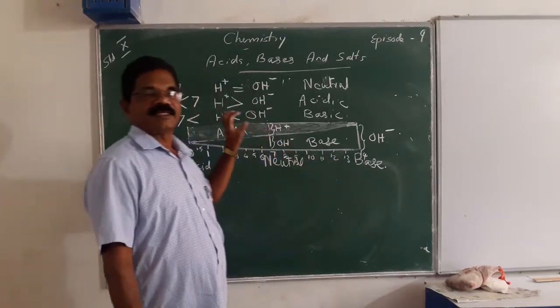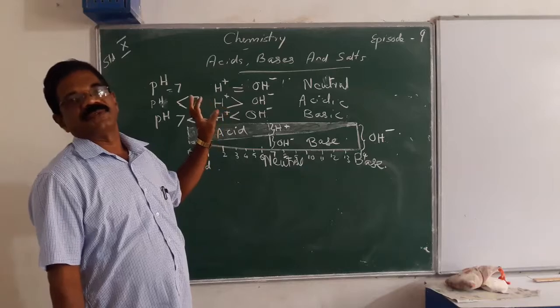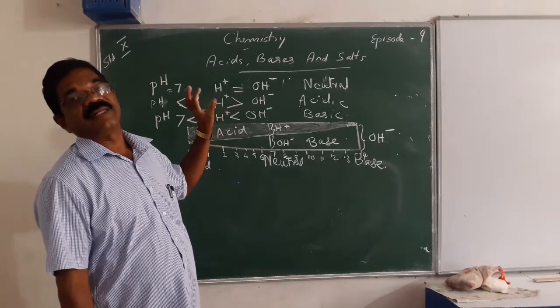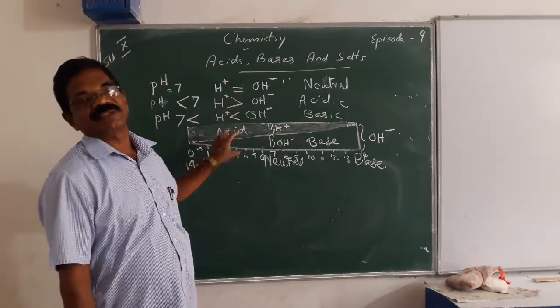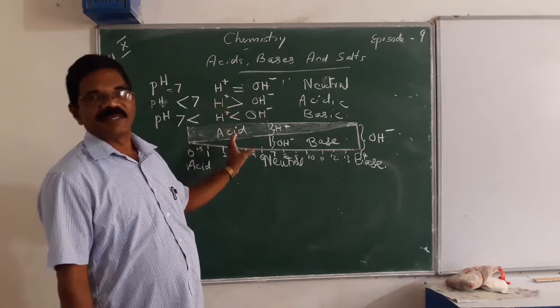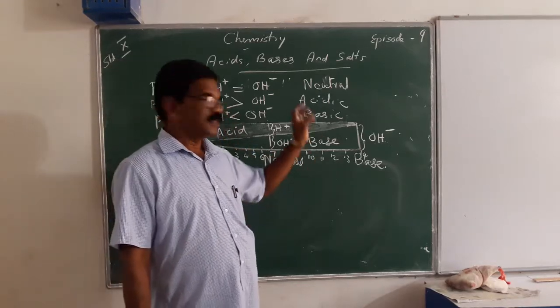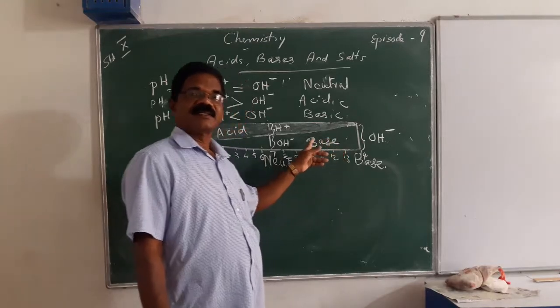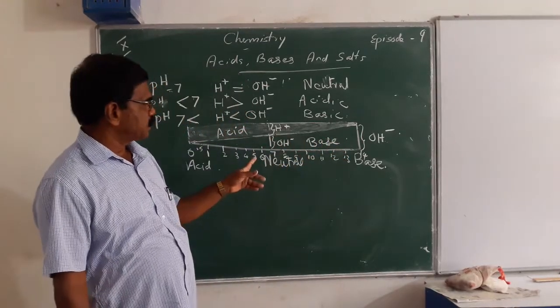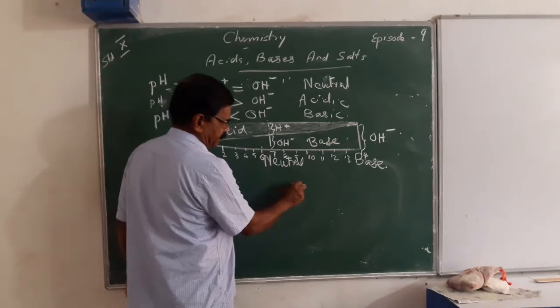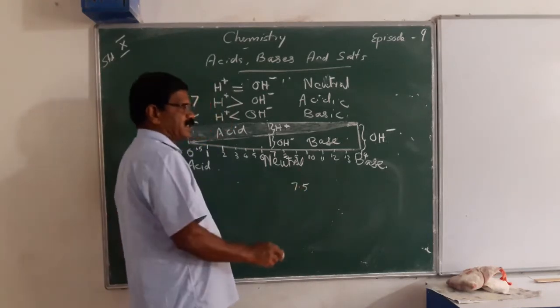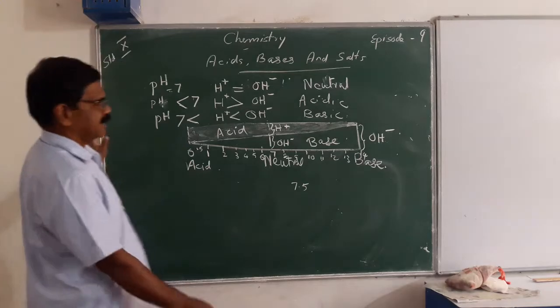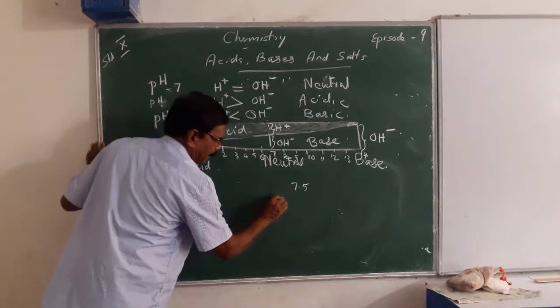So the pH scale is used. What is the use of it? To find quantitatively how strong or how weak the given acid is. Similarly, how strong or how weak the given base is. If the pH of a solution is 7.5, we can see that it is a weak base.